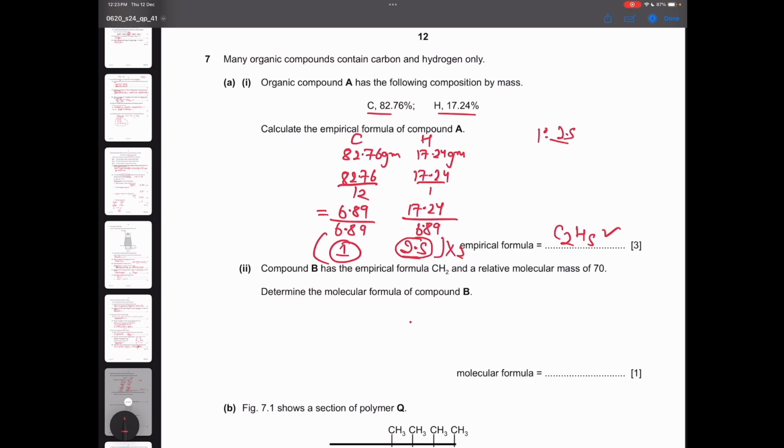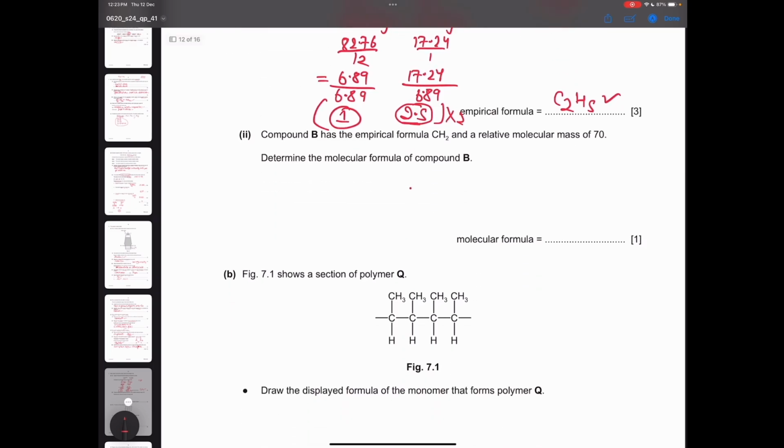C2H5. Now, compound B has the empirical formula this much. Now just think about it. There is another compound, and they're saying it has empirical formula CH2, and its molecular formula mass is 70. So you need to figure out the molecular formula. Will it be C2H4, C3H6, C4H8, C5H10?